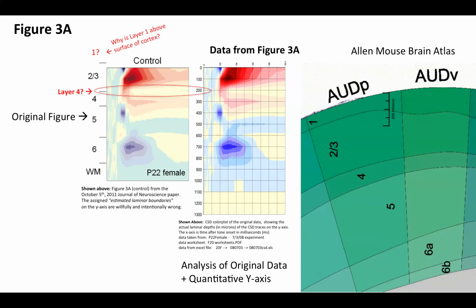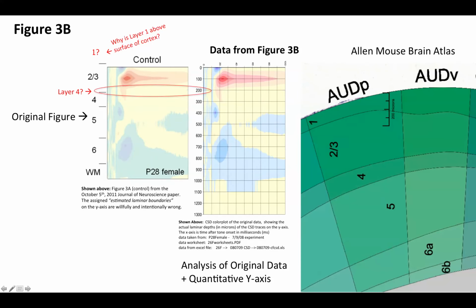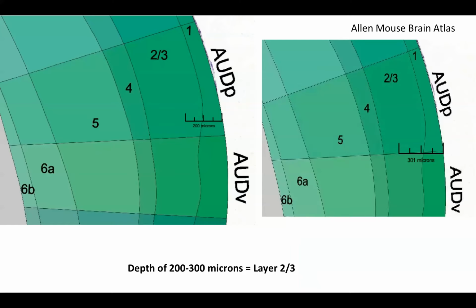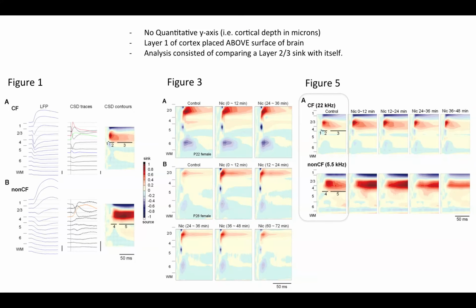And I think I already showed you this figure, showing you that I don't understand how they can put layer 4 at a depth of only 200 microns in both figure 3a and 3b. Now I'm going to show you figure 5a, which is actually very similar to figure 1. So here's the original figure. There's two parts of 5a. There's CF and non-CF. You don't really need to understand what CF and non-CF is.